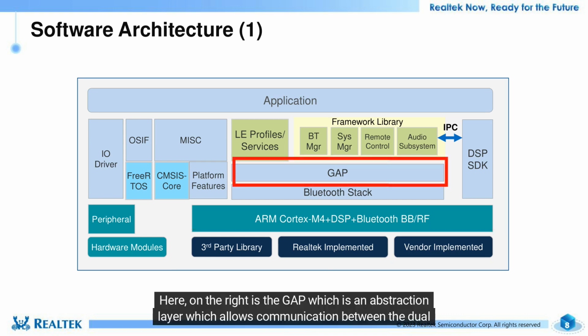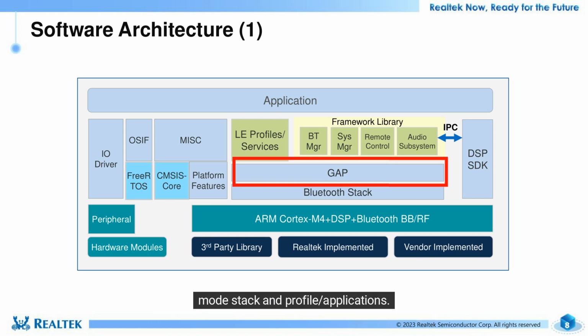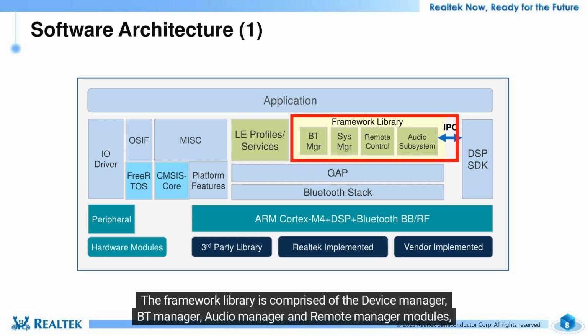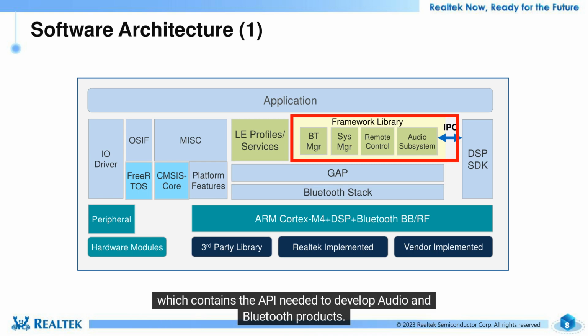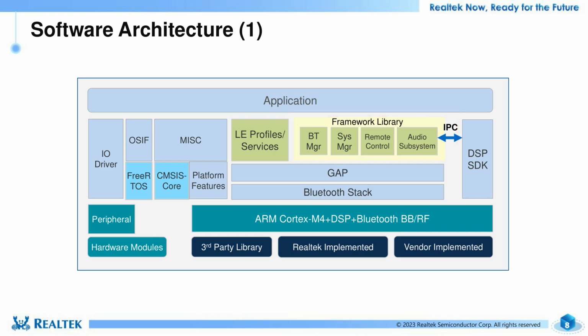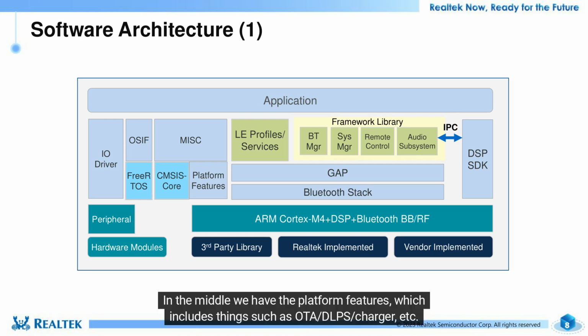On the right is the GAP, which is an abstraction layer that allows communication between the dual-mode stack and profile/applications. The framework library is comprised of the Device Manager, BT Manager, Audio Manager, and Remote Manager modules, which contain the APIs needed to develop audio and Bluetooth products. The LE Audio Library implements the generic audio framework of LE Audio. In the middle we have the platform features, which include things such as OTA/DLPS/charger, etc.